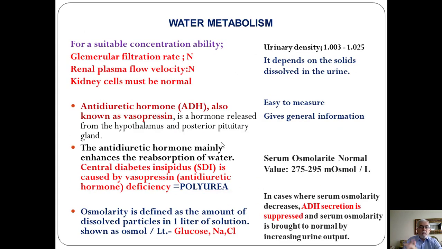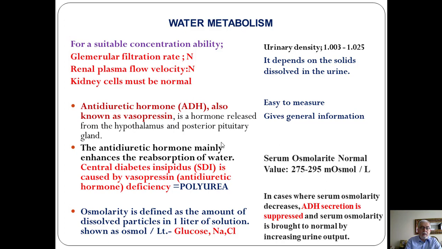When you look at renal function in water metabolism, we need some abilities for normal renal function, such as glomerular filtration rate and renal plasma flow velocity must be normal, and kidney cells must be in normal condition. In this case, homeostasis goes very well. Otherwise, we will meet different types of problems.